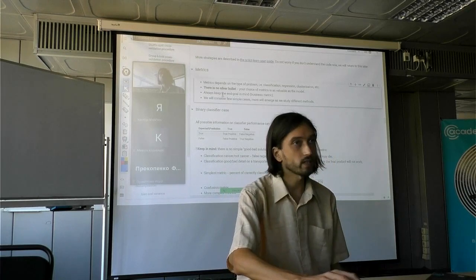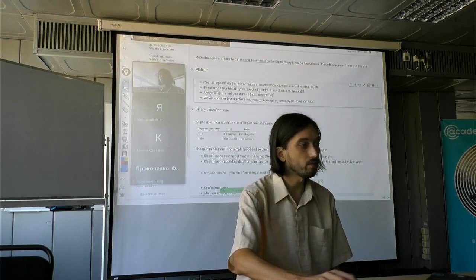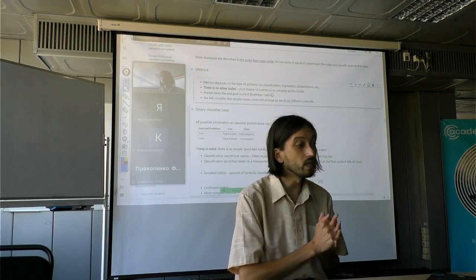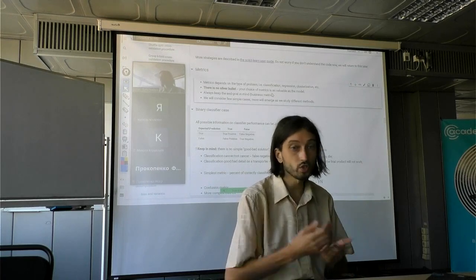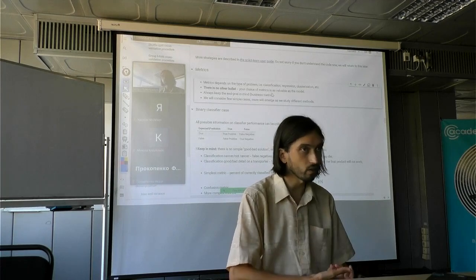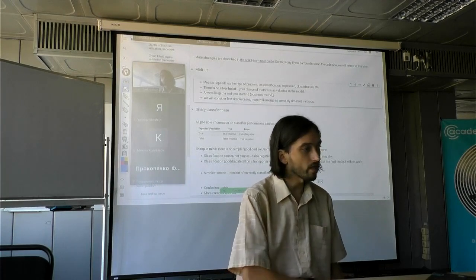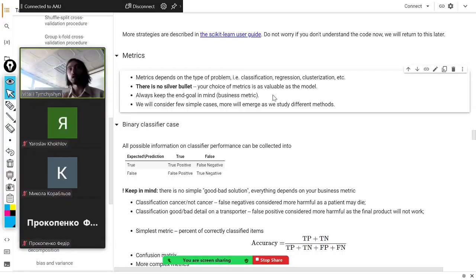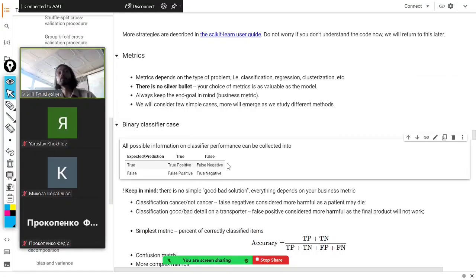And what I always tell is that you should always keep the end goal in mind. There is some sort of business metric, and you should keep it in mind to check against it whether your methods of measuring the quality of your model are good or not very good. Here's an example for you.